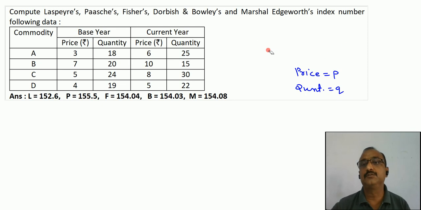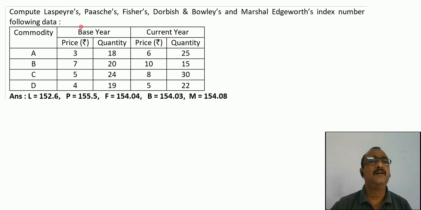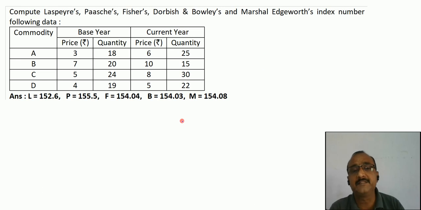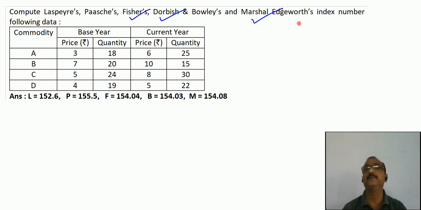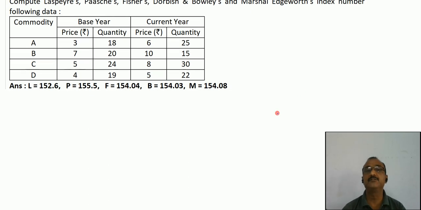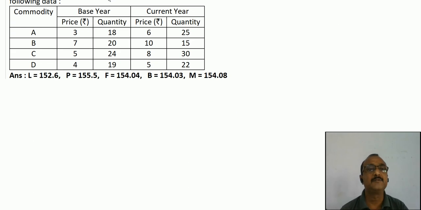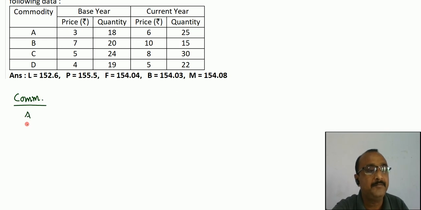See how to solve this sum for Laspeyres and Paasche. Basic index numbers. For Laspeyres and Paasche, we need 4 columns. Let's do the direct sum. Laspeyres, Paasche, Fisher, Bowley and Marshall formula all have a maximum and minimum of 4 columns. Commodity A, B, C and D.